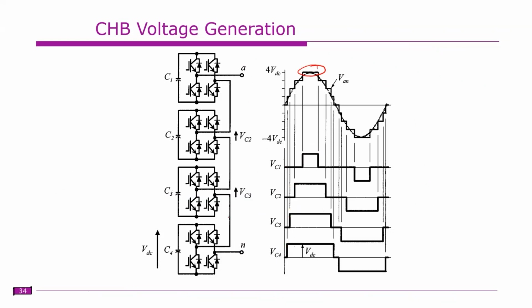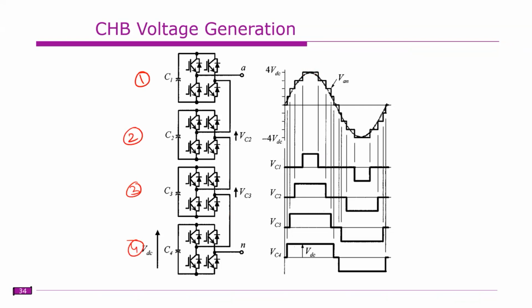Here the current is the same, because the same current is flowing through everywhere. That means the phase current is the same, if you assume that the phase currents are the same. So which one is delivering more power? The first one, second one, third one, or fourth one?